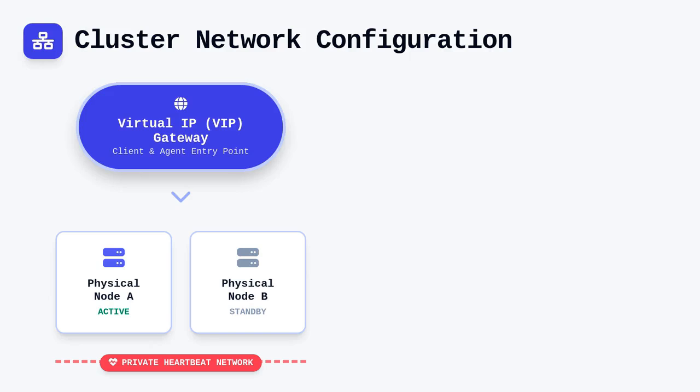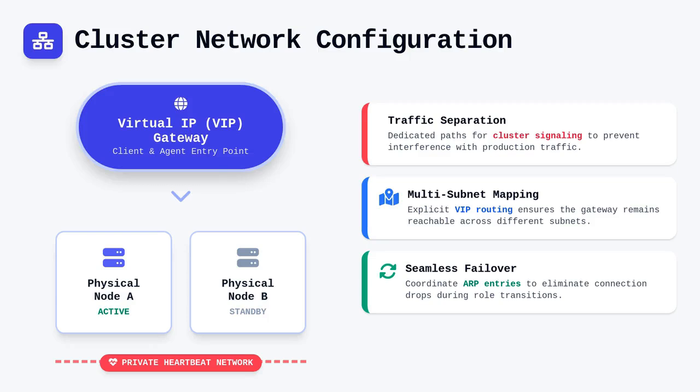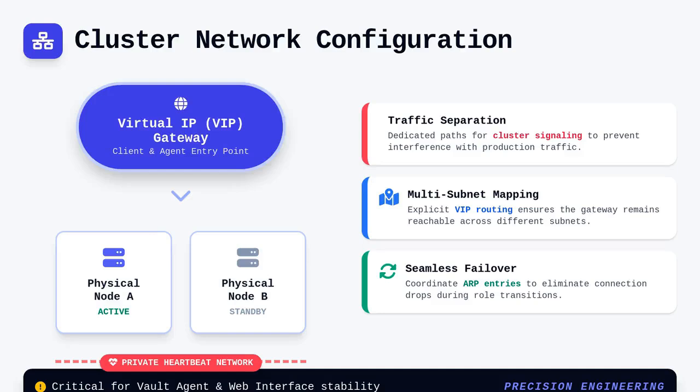If your environment spans multiple subnets, your design must explicitly handle the mapping of this virtual IP address so that it remains reachable regardless of which physical node holds the active role. Often, this requires coordinated configuration at the network layer to manage ARP entries or routing updates, ensuring that clients do not experience connection drops during a failover event.